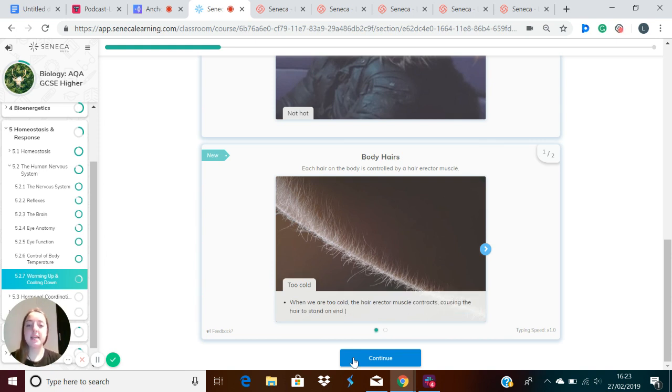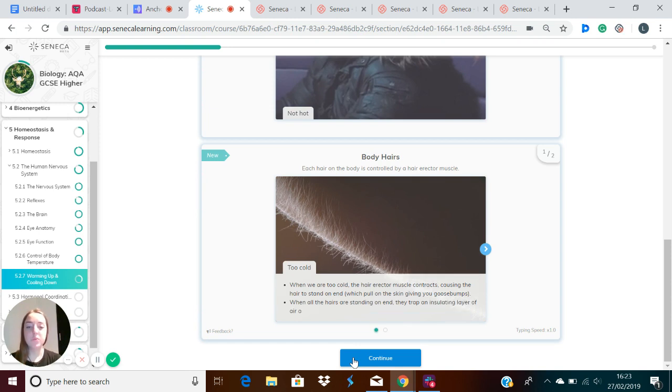Each hair on our body is controlled by a hair erector muscle. So every single hair has a separate little muscle attached to it. When we are too cold, the hair erector muscles will contract, causing the hair to stand on end, and this pulls on the skin, so you get goosebumps. When all the hairs are standing on end, they can trap an insulating layer of air.